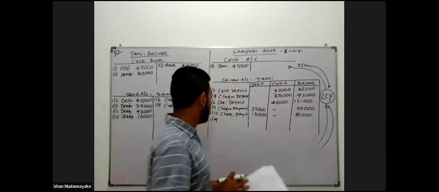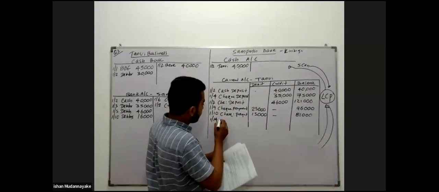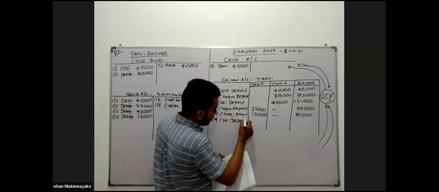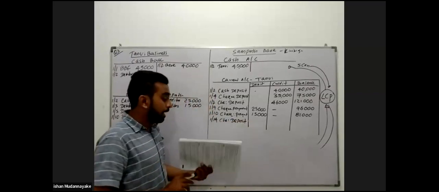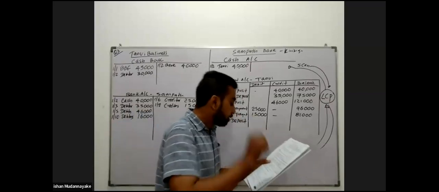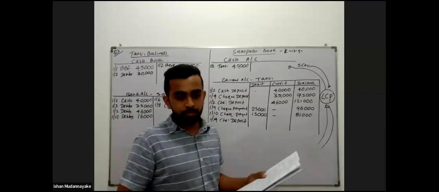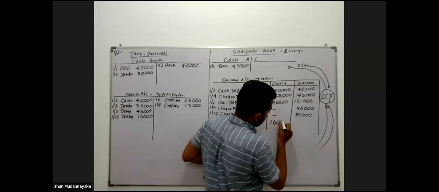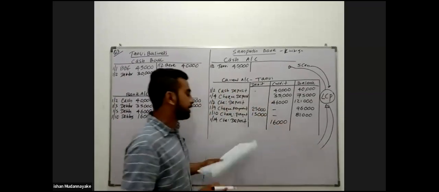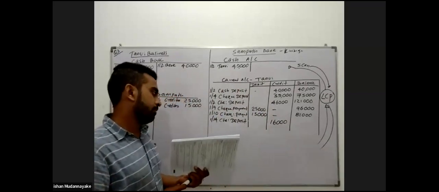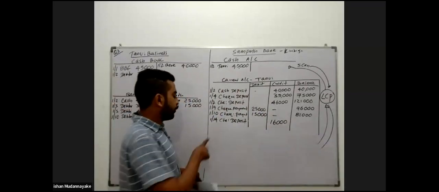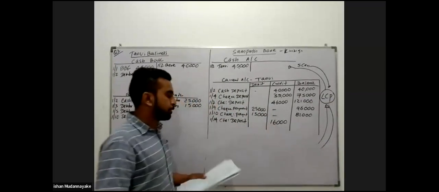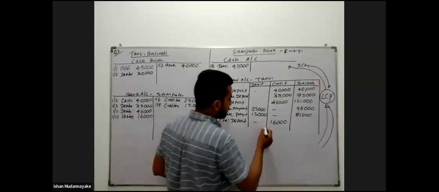It's the current account. Then here, 14 January, check deposit. At first, Sampath Bank credits this check into Tani's current account. Then 16,000 credit. Okay, 14 January, check deposit 16,000.